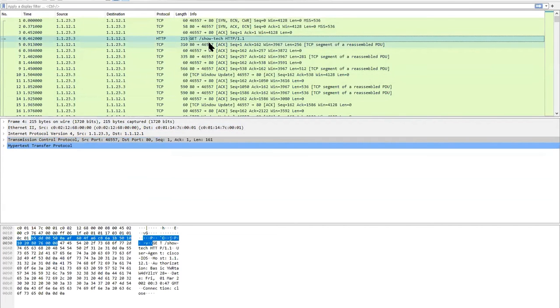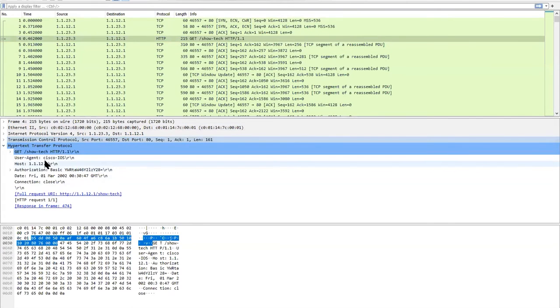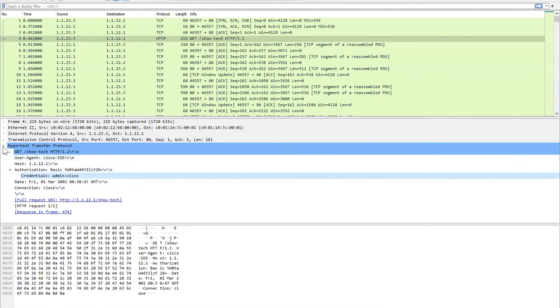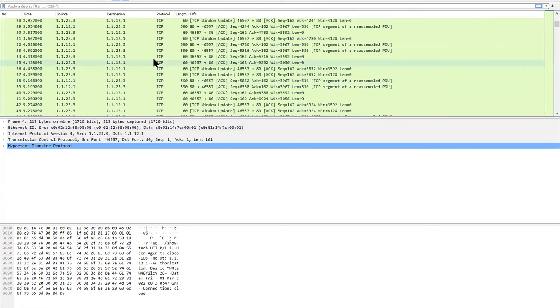For example, as I mentioned, when you do a GET request, when you are going to a website, in this particular capture, they have gone to, okay, this is an admin credential. Let me try another one. Let's take this one.